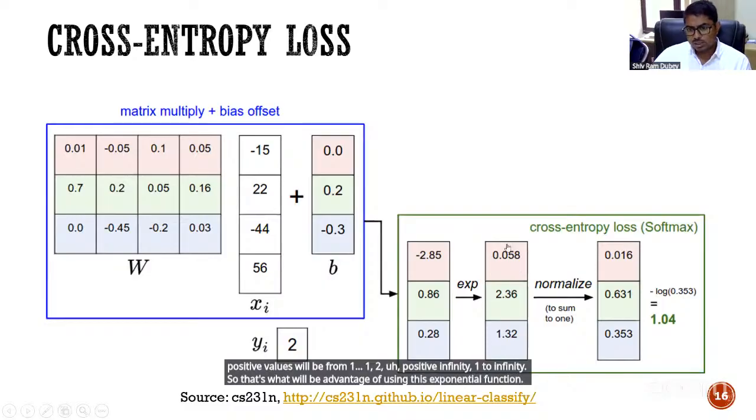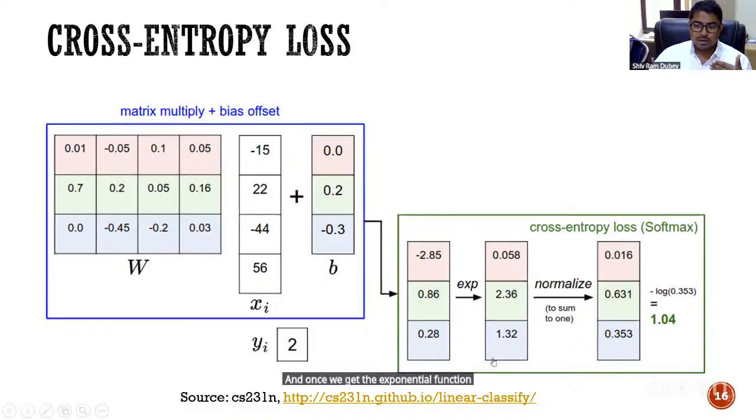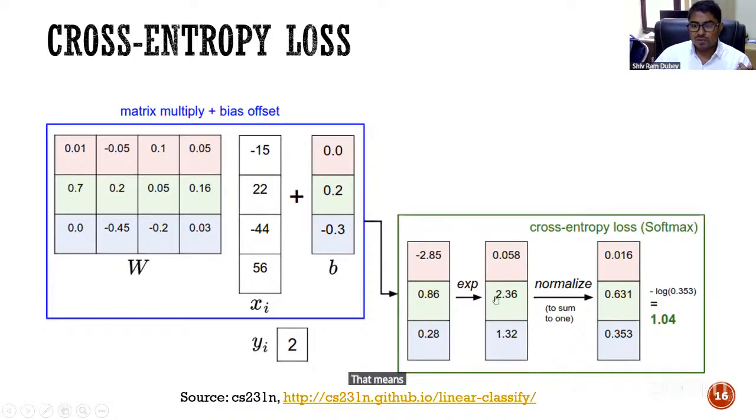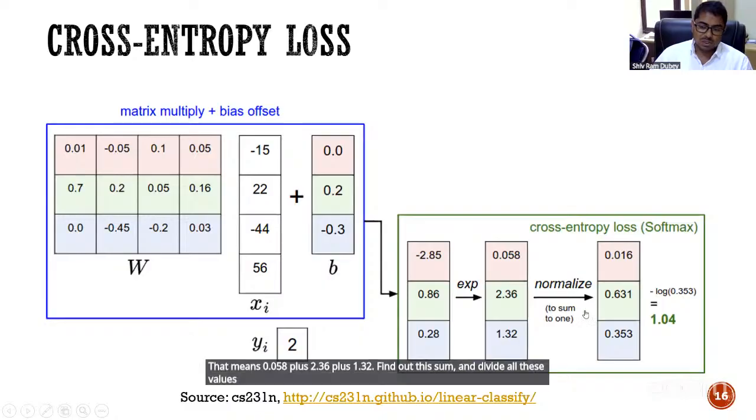Once we get the class scores in exponential space, what do we do now? Just do the normalization. How to do the normalization? Find the sum of these three, meaning 0.058 plus 2.36 plus 1.32, and divide all these values by that sum. That is the normalization. Then after normalization, we get 0.016, 0.631, 0.353. So what is the significance of this?